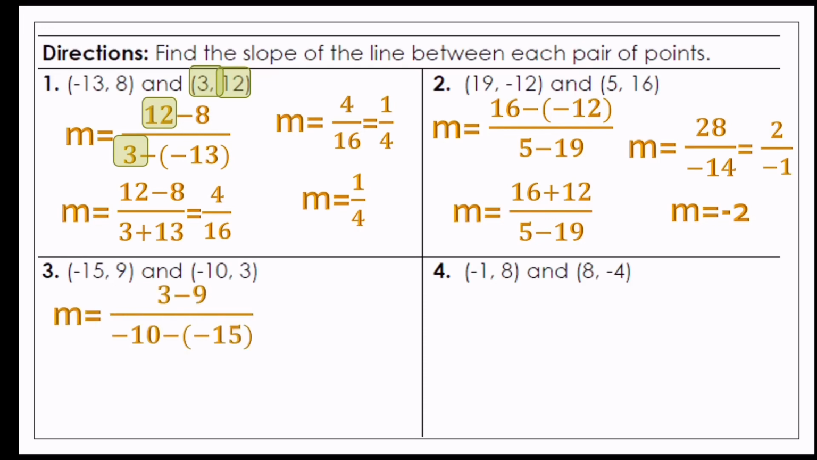I would have 3 minus 9 and negative 10 minus negative 15. That gives me 3 minus 9 over negative 10 plus 15. So I'd end up with negative 6 over 5. I can't simplify that. I can't divide both of them by the same number. Do not make it a mixed number. Leave it as an improper fraction. That is my rise over my run.